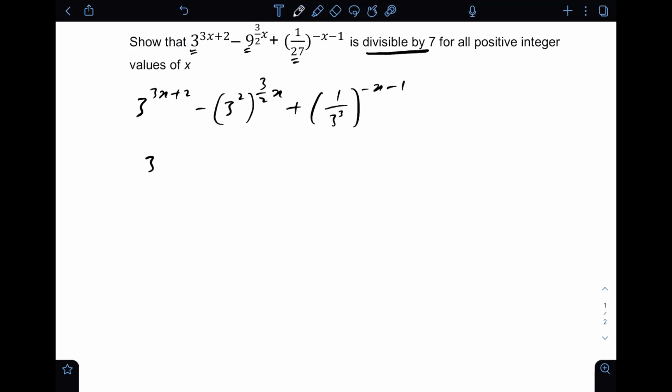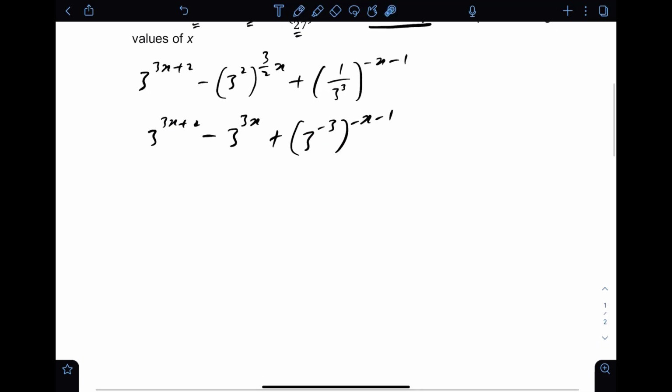So 3 to the power 3x plus 2 minus, whenever there's a bracket, we have to multiply the powers. 2 times 3 over 2, you can use a calculator for this, is just 3 to the power 3x. Or you can just cancel. Plus 1 over 3 cubed is the same as 3 to the power negative 3. So again, this is an indices trick. When you shift that item to the top, the powers just change sign. From positive 3 becomes negative 3. Okay, negative x minus 1 is there.